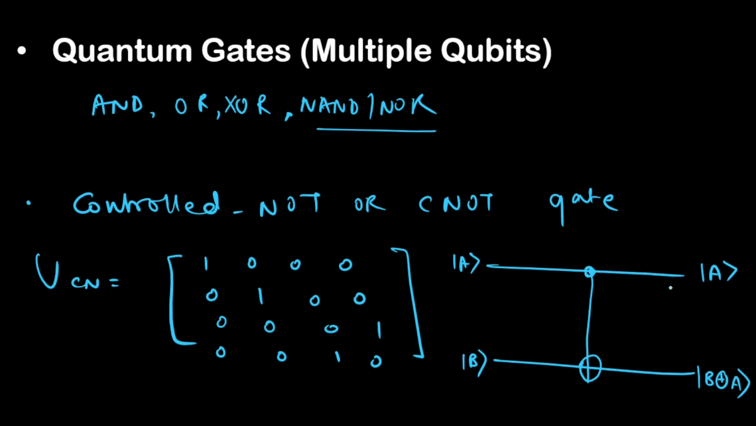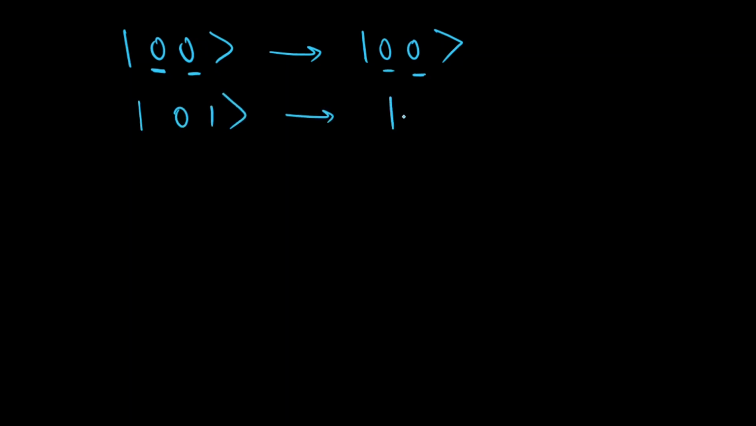So it has two input qubits given as these two lines. The top line corresponds to the control bit and the bottom line corresponds to the target bit. The operation of this gate is as follows: if the control bit is 0, the target bit is left alone. That is, for the 0,0 state, the output would be 0,0. Another similar state is 0,1, which would be 0,1.